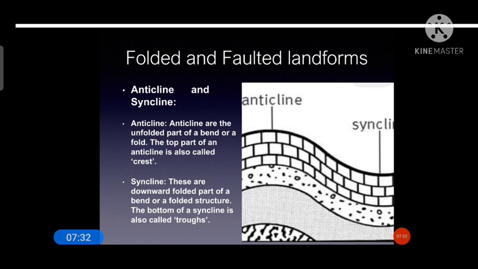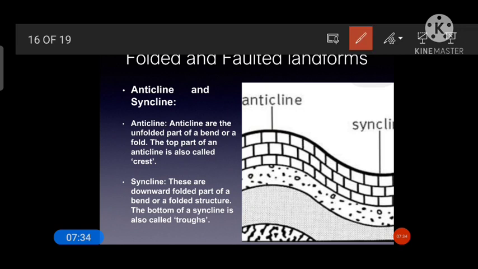You can see the part which is upfolded. Anticlines are the upfolded or bended parts. The top part of an anticline is also known as the crest. So you can see a fold is simply a bend. Now what is a fold? A fold is a bend on the surface of the earth. A wave-like bend that is formed on the surface of the earth is called a fold. Now the fold which is towards the upward direction is known as an anticline. The fold that is folded in the downward part is known as a syncline.